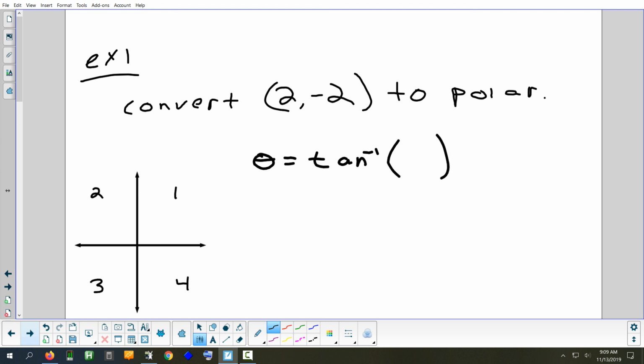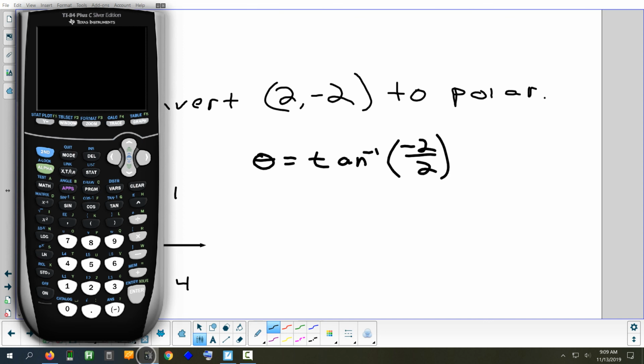Yep, inverse tangent of y over x. What's y in this case? -2 and x is 2. Okay, so inverse tangent of -2 over 2. And what's -2 divided by 2? -1. Just -1. So when I type that into my calculator, I'm just going to type in -1.